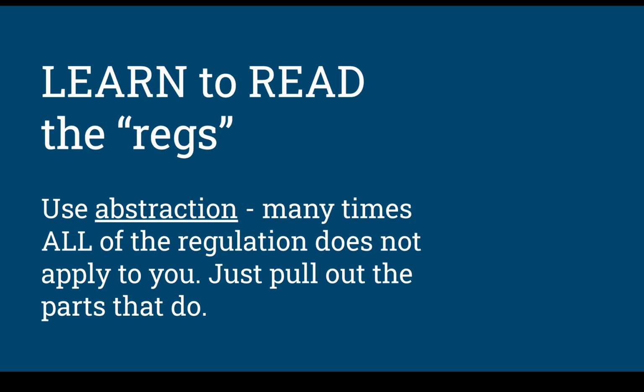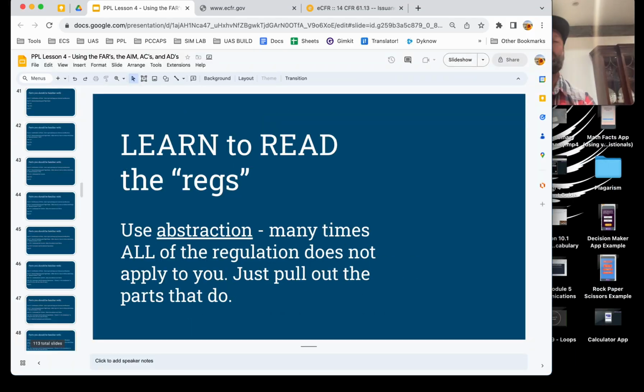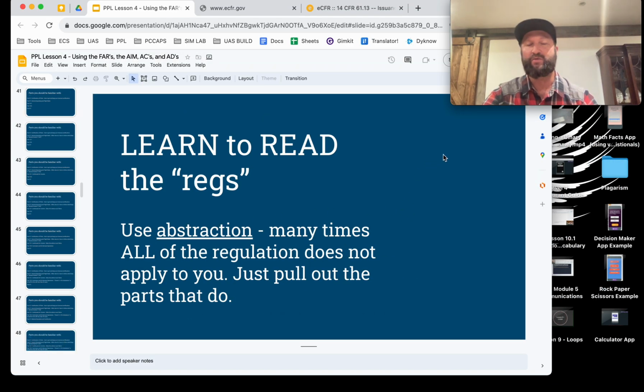So you want to learn to read the regs. This uses a trick called abstraction. Abstraction is when you look at something that's got a lot of words in it, like a paragraph, and you pull out the most important parts. That's what abstraction is, pulling out the most important parts of some sort of document, or when you watch a movie and somebody asks you to summarize it. You're usually using abstraction to do that.